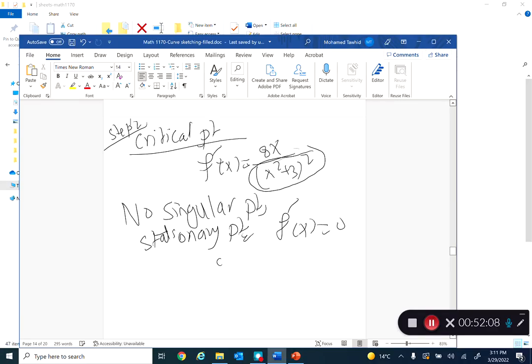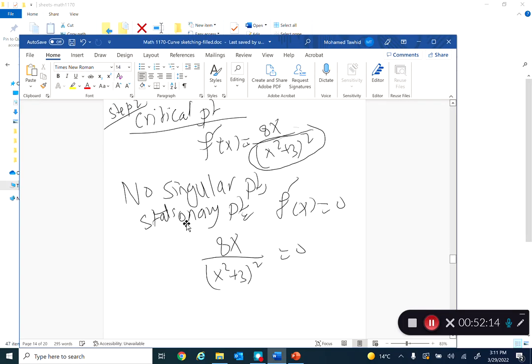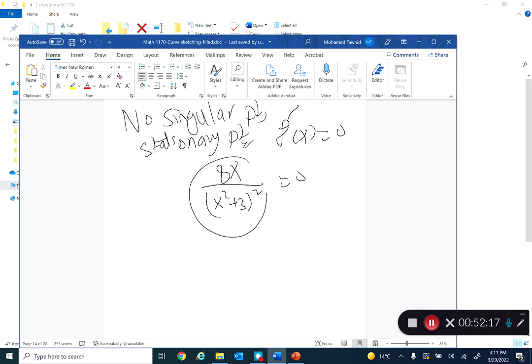So here is your derivative, 8x divided by (x squared plus 3) squared. Equate that to 0, right? So now what do you have? You have a fraction. Again, if you have a over b equals 0, then your a must be 0, and your b cannot be 0 because we cannot divide by 0.